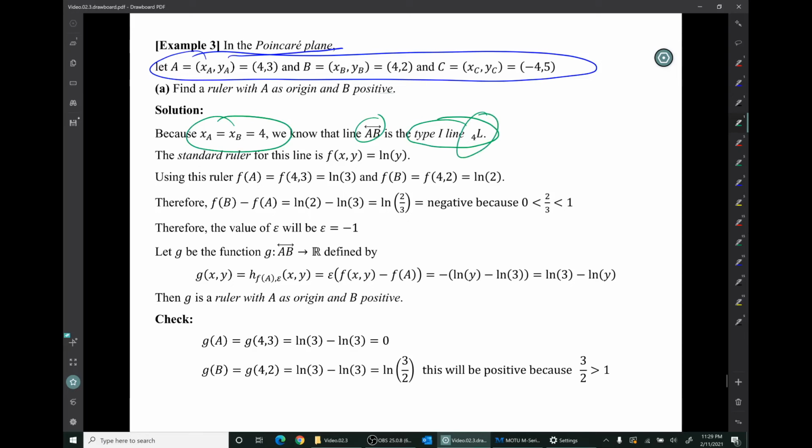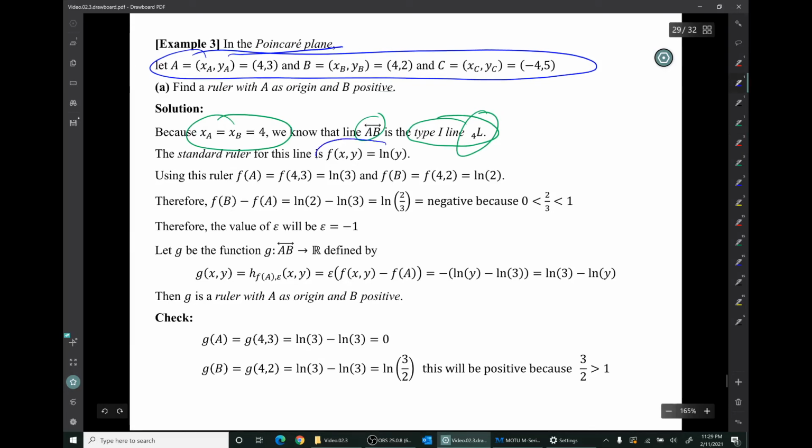We have to start by coming up with a ruler, kind of a starting ruler. So remember that we start with the standard rulers from that table. The standard ruler for a type 1 line in the Poincare geometry is this: f of xy equals ln of y. So that's our starting ruler. Now what do we do?